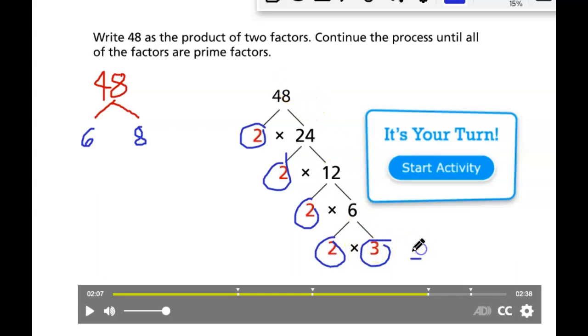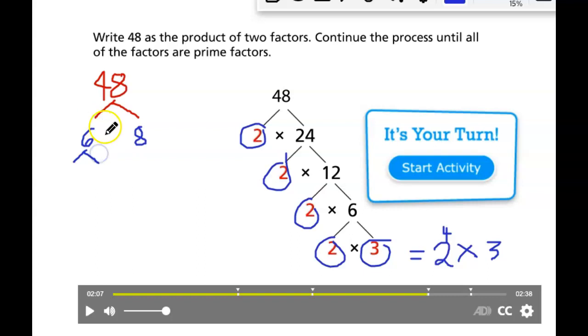And you could also answer this as 2, how many do you have? 1, 2, 3, 4, times 3. That's the exponential form of 2 times 2 times 2 times 2, 4 times. And then I'm going back here.